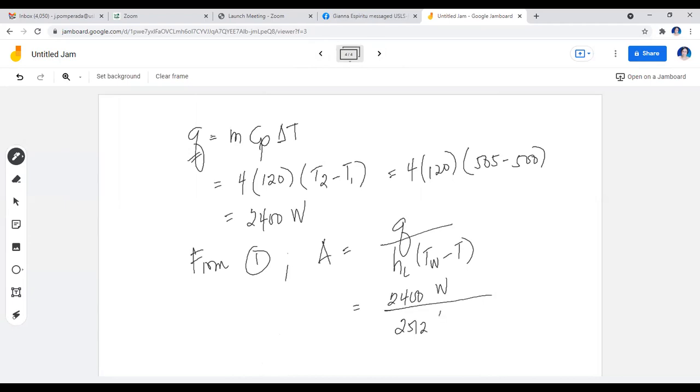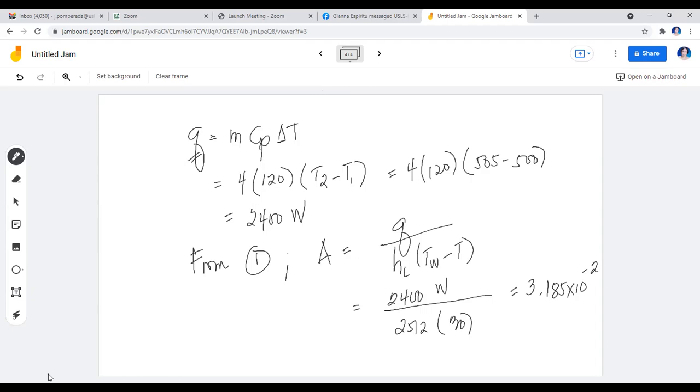And this one is 30. The difference between the temperature of the wall and the bulk fluid, the difference between the two. So your area here will be 3.185 times 10 raised to negative 2. I think it's forthcoming now.